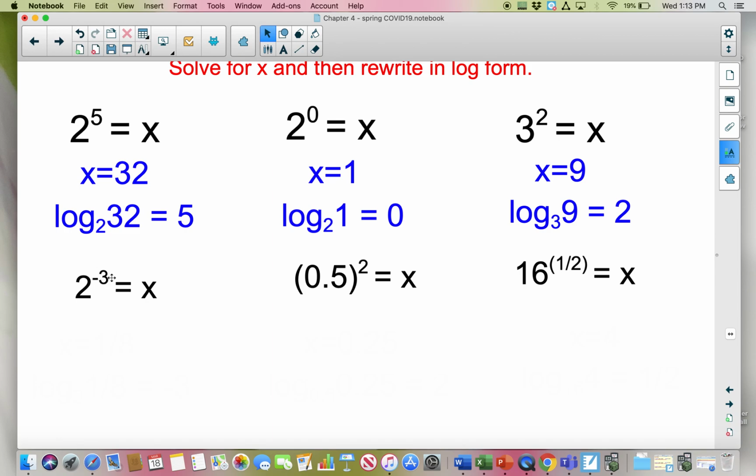2 to the negative third, remember negative exponents, you reciprocal. So 2 times 2 times 2 is 8, but that's going to reciprocal to 1/8. So log base 2 of 1/8 equals negative 3.